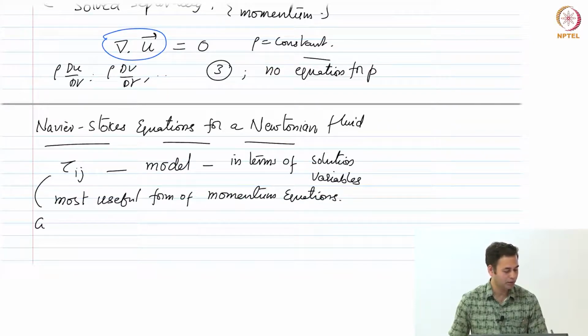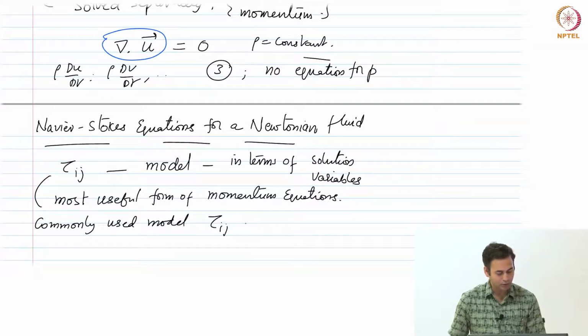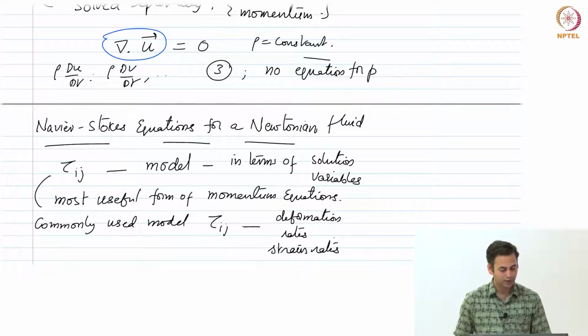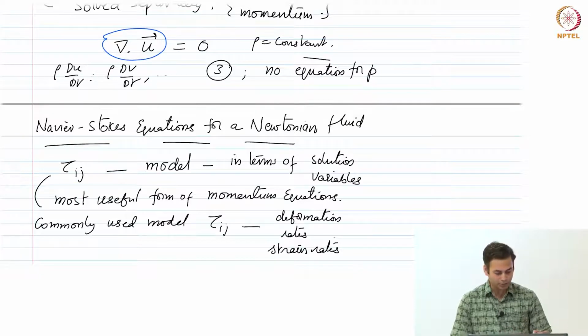All right. So, a commonly used model is to relate the shear stresses to the deformation rates, or the strain rates in a fluid. That is what we are going to use as a model, which was proposed by Navier and Stokes in the 19th century. We are going to substitute these back into the momentum equations and derive the Navier Stokes equations, okay.